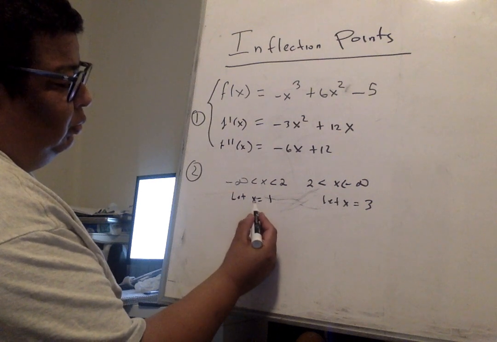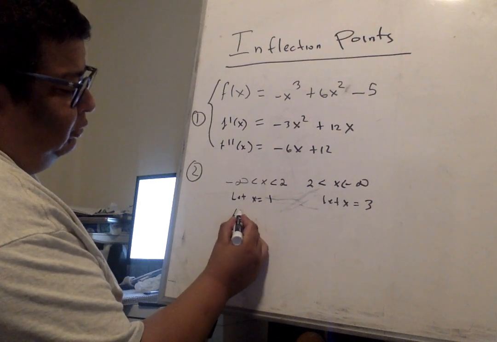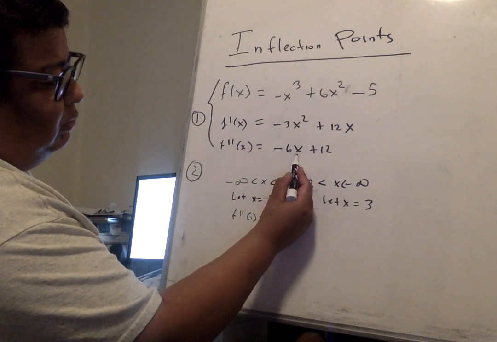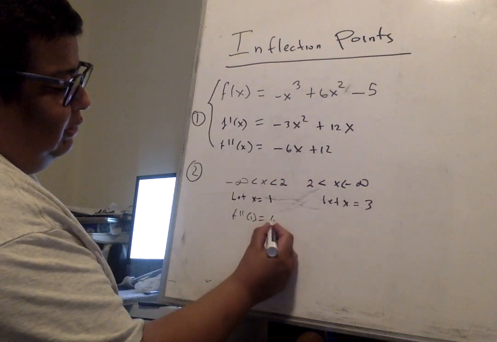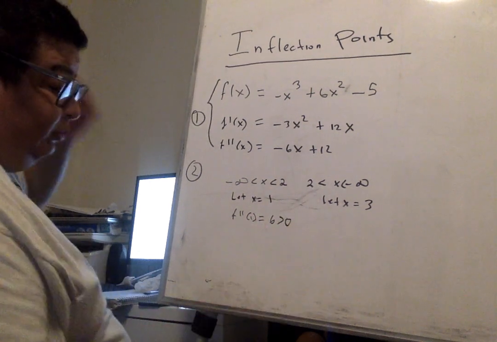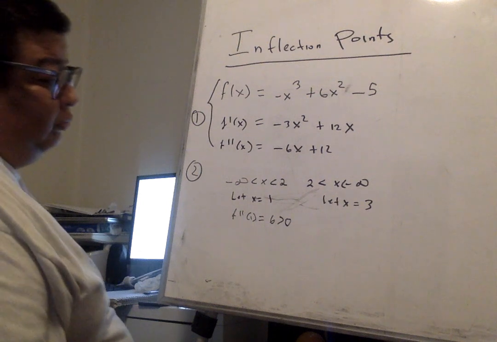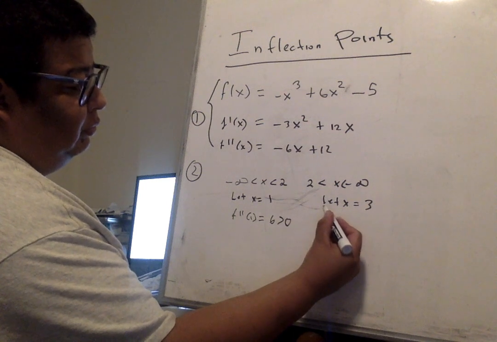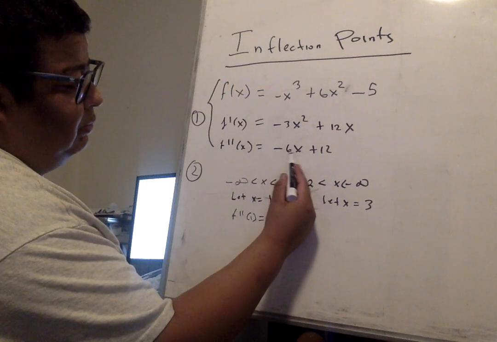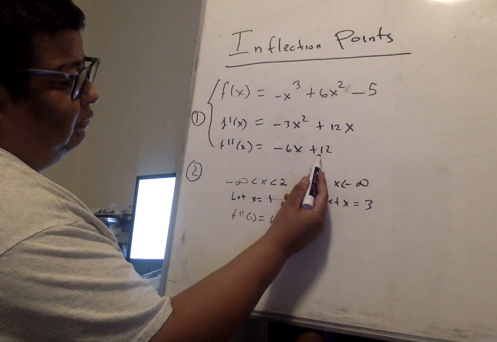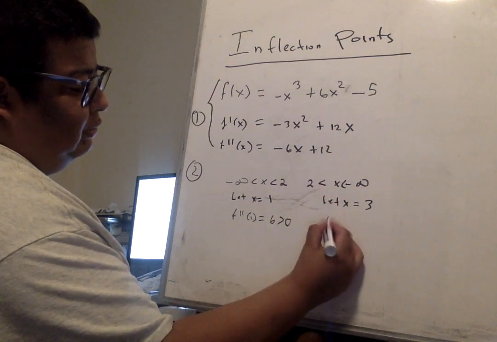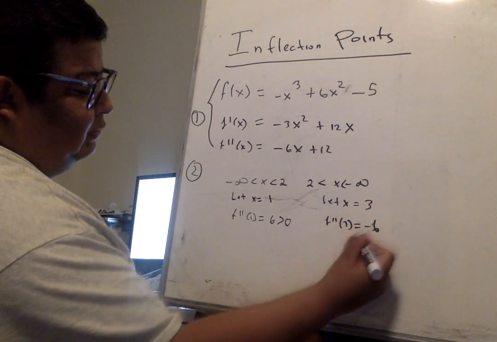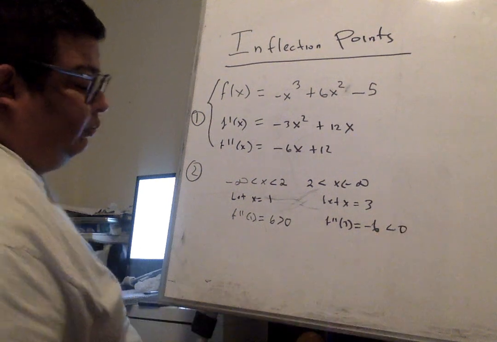So when we plug in x, f double prime of 1 is equal to negative 6 times 1, that's negative 6 plus 12, that's 6. So this is greater than 0. And then f double prime of 3, that will be negative 6 times 3, that will be negative 18, plus 12, that's negative 6. So that's less than 0.